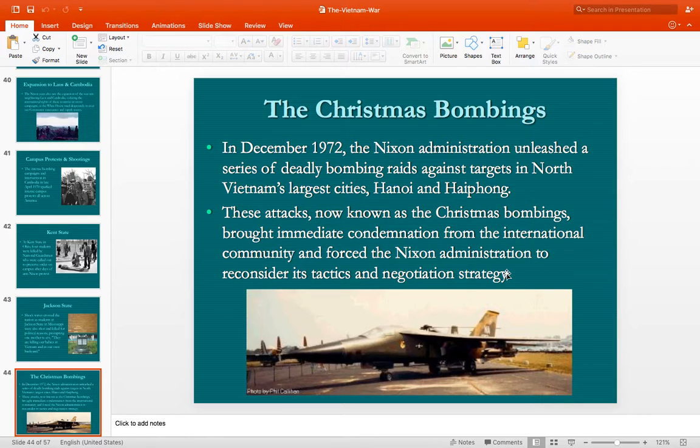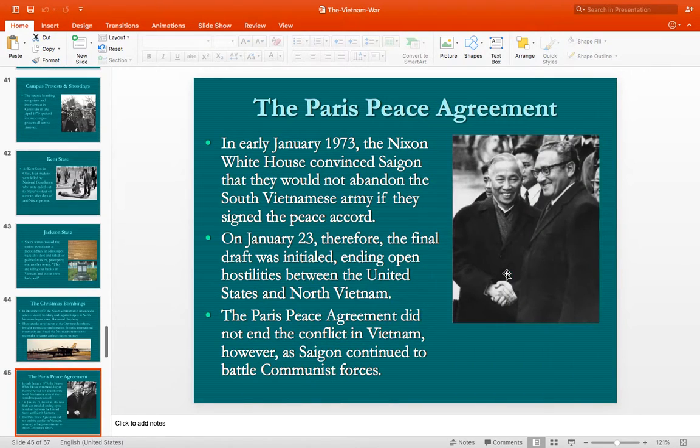What was known as the Christmas bombings happened in December 1972. The Nixon administration unleashed a series of deadly bombing raids against targets in North Vietnam's largest cities of Hanoi and Haiphong. These attacks, now known as the Christmas bombings, brought immediate condemnation from the international community and forced the Nixon administration to reconsider its tactics. By '73, we see a movement within the Nixon White House to bring about some sort of peace accord. And that begins the Paris Peace Agreement, in which we will end the conflict.